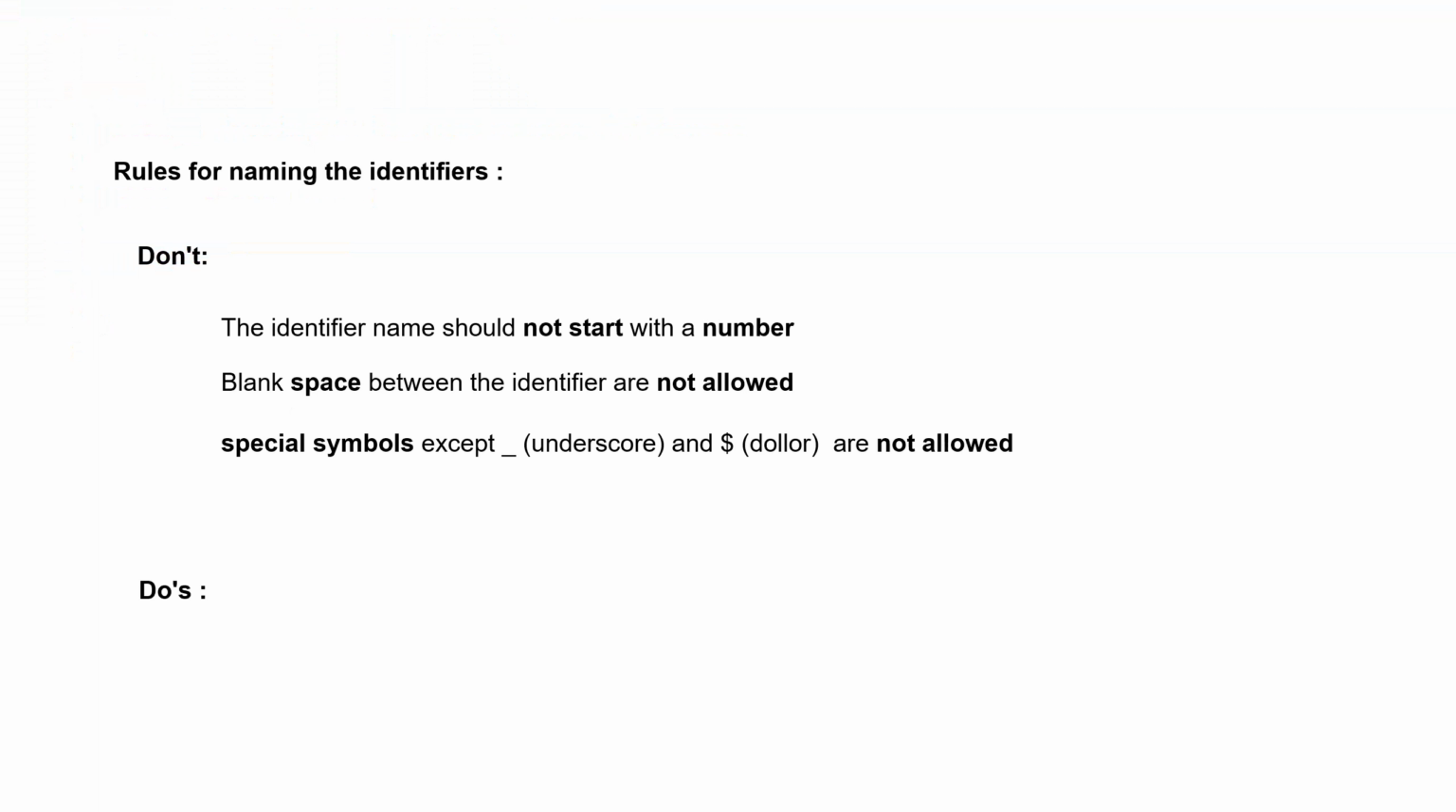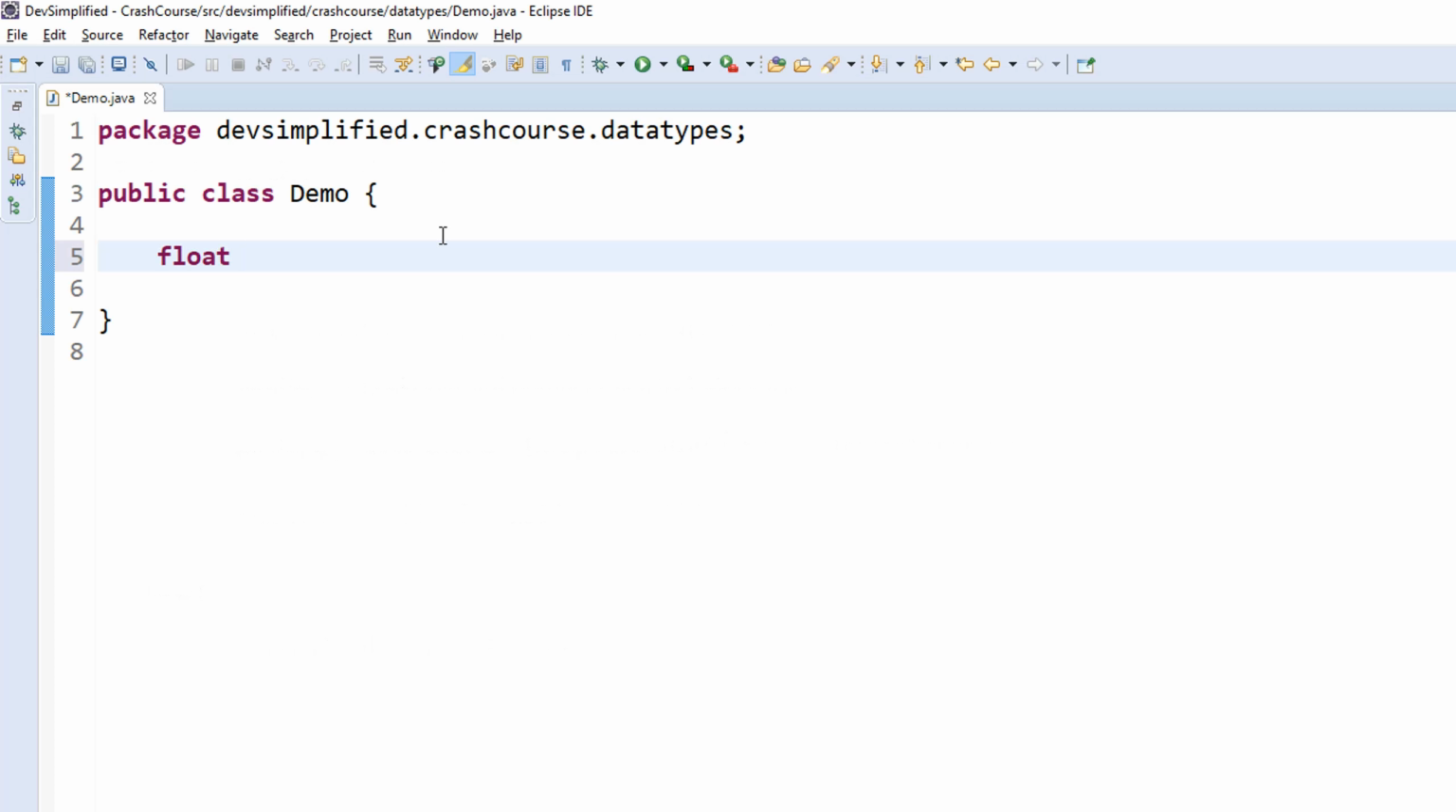Another rule is we can name an identifier as alphanumeric, because we have used alphabet and number in the same variable name. The other main important rule is keywords should not be used as identifiers. Let me create a variable with the data type float and variable name as float itself. So we could see the compiler is throwing a syntax error stating invalid variable declaration ID.